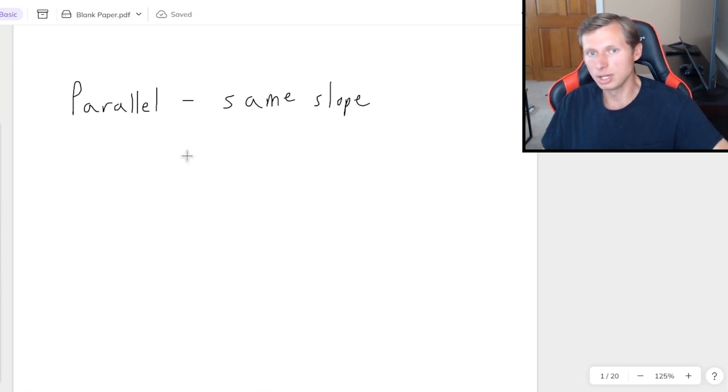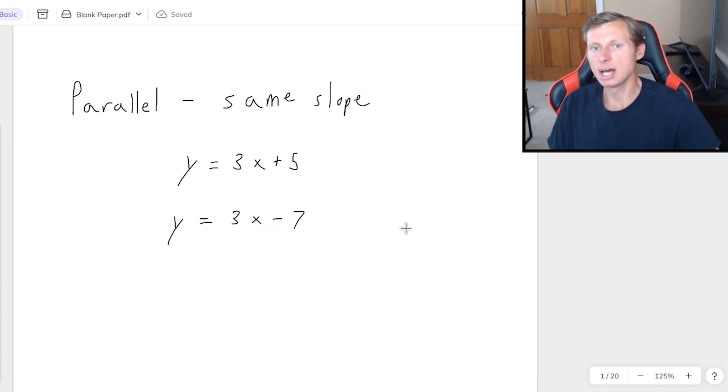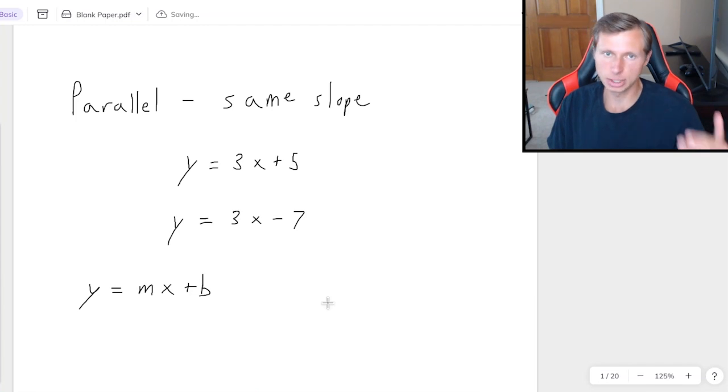So as an example, if I have the equation of a line y equals 3x plus 5, and I have another equation for another line y equals 3x minus 7, I immediately know these lines are parallel because they have the same slope. Of course, remember y equals mx plus b, where m is the slope, so that means 3 is the slope for both lines, and they're parallel.